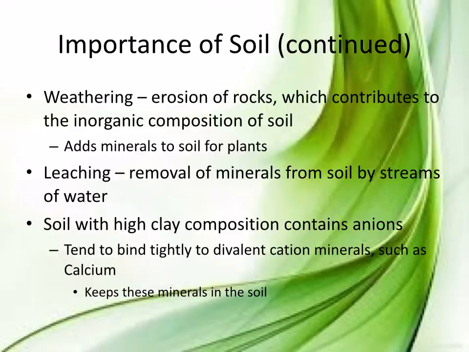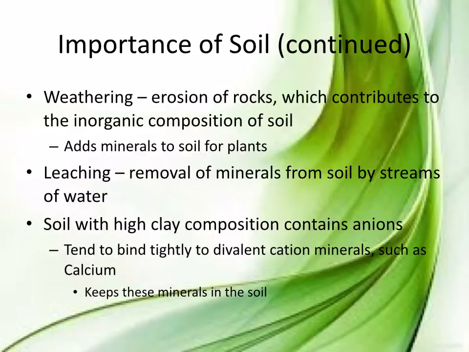And then we have leaching. Leaching is kind of the opposite of weathering in a way. It's going to remove some of these minerals from the soil. So when we get heavy downfalls of rain, this is actually going to take away some of the nutrients from the soil. So as important as water is for plants, it can also be harmful if there's too much downfall of rain, and this is going to take away some of those nutrients.